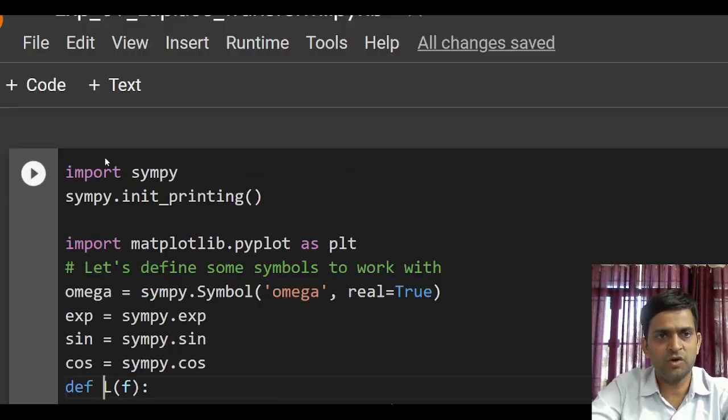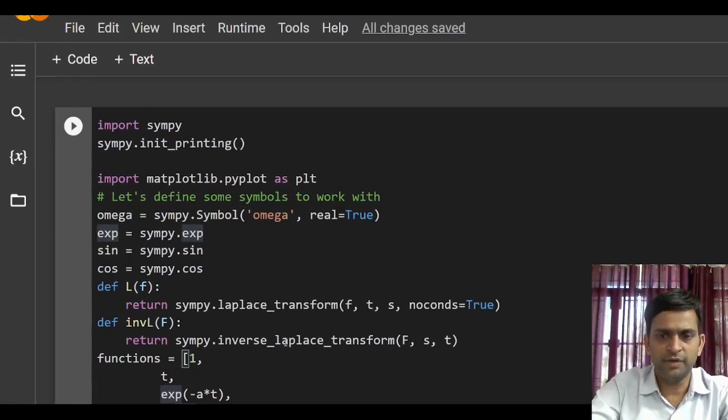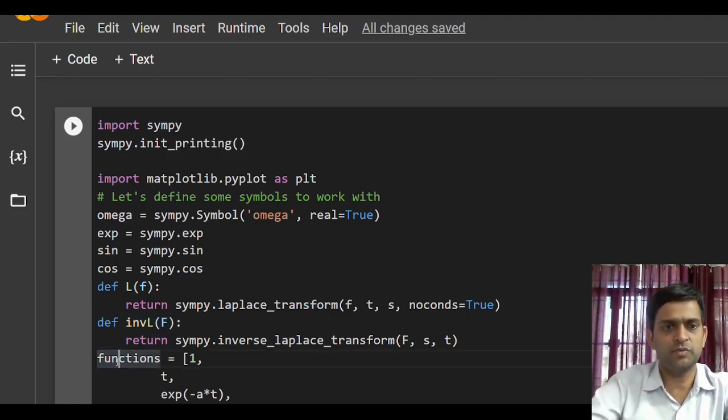Now I am defining a short form of Laplace transform so that we don't have to write the complete Laplace transform expression every time. We can just write L of f. So the SymPy Laplace transform is converted to this L of f. Okay, and inverse Laplace is also being defined like this. So the SymPy inverse Laplace transform is getting converted to this one.